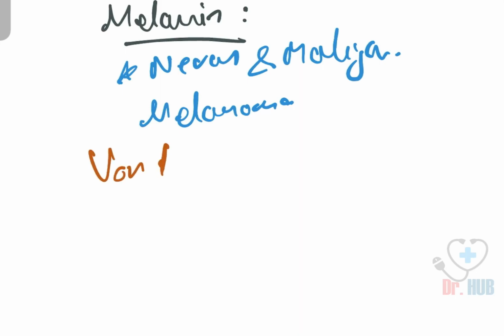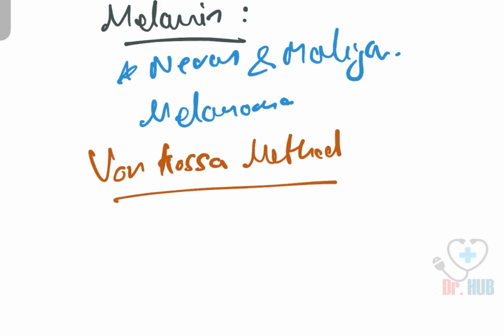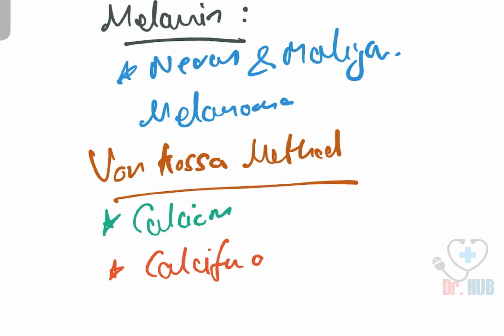Next, we look at the von Kossa method. In this particular method, it is used to demonstrate calcium. And what about the disorders? It is used in case of calcification of the tissue.